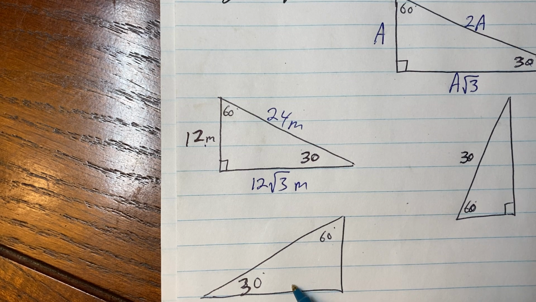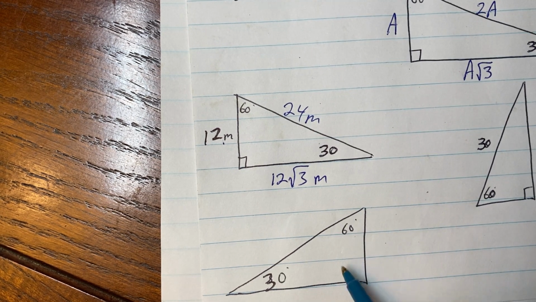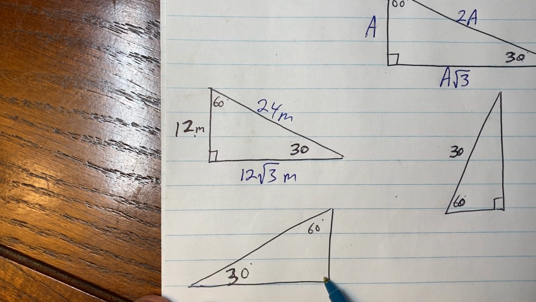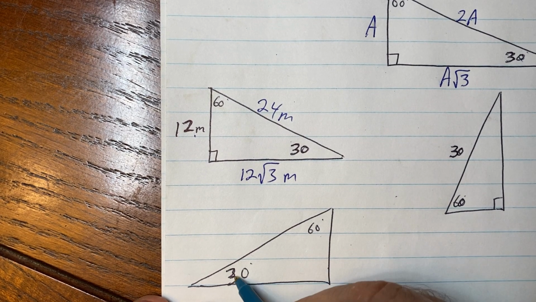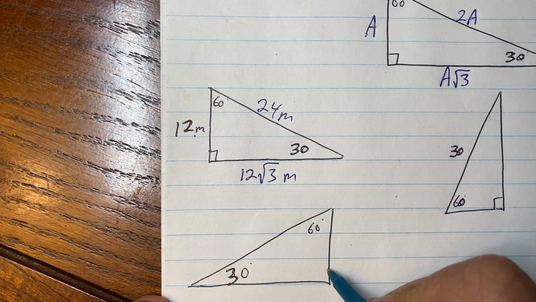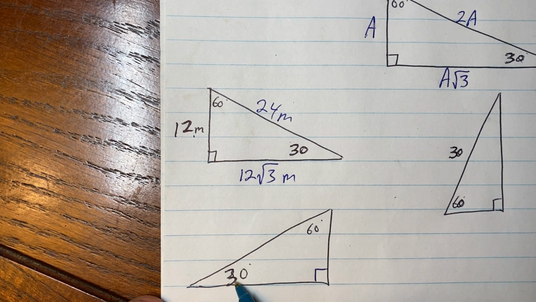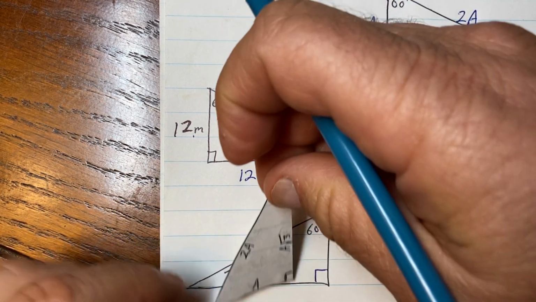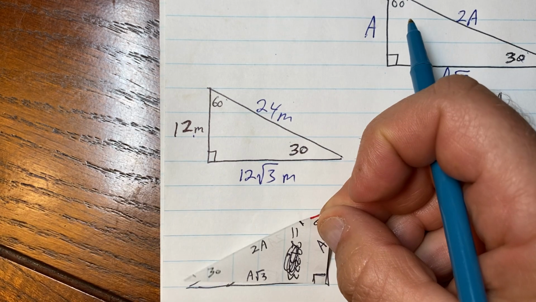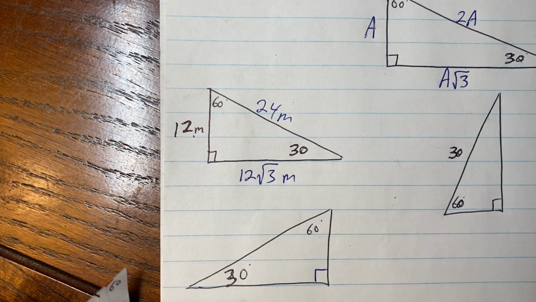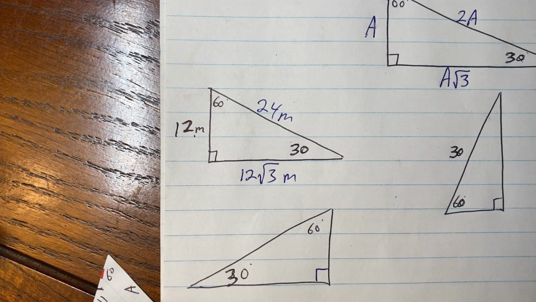What about this one? It's a 30, wait, is that 90? Yes, these three angles have to add up to 180, so that will be 90. Now it's a 30, 60, 90, so I'm going to rotate this. It's going to look like that. Here's your 30-degree angle. Oh, we can't do anything. There's no lengths of sides. Oh, can't do it.